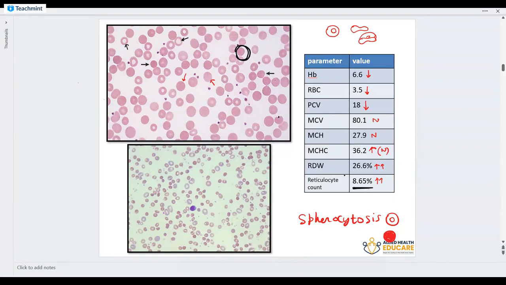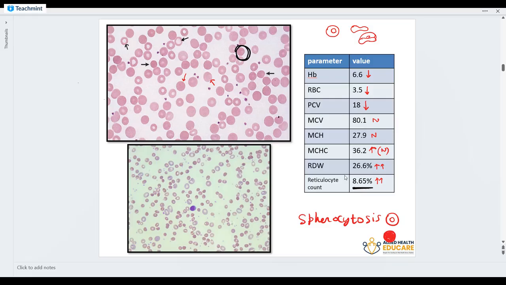The normal count lies between 1% to 2%, but the spherical shape of the RBC results in the elimination of RBCs, and the elimination of RBCs leads to an increased reticulocyte value. So if the reticulocyte count is high, you can interpret that this is a type of hemolytic anemia. There are different types of hemolytic anemia: autoimmune hemolytic anemia, drug-induced hemolytic anemia, sickle cell anemia, G6PD deficiency anemia.